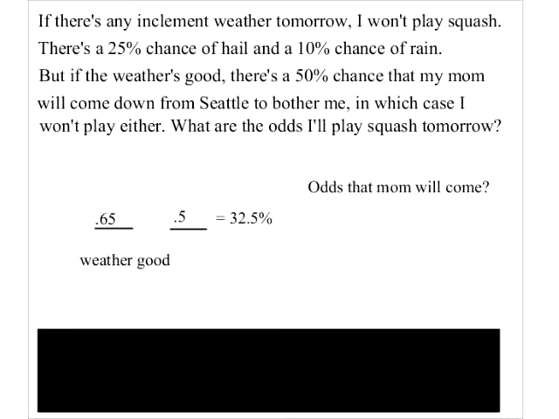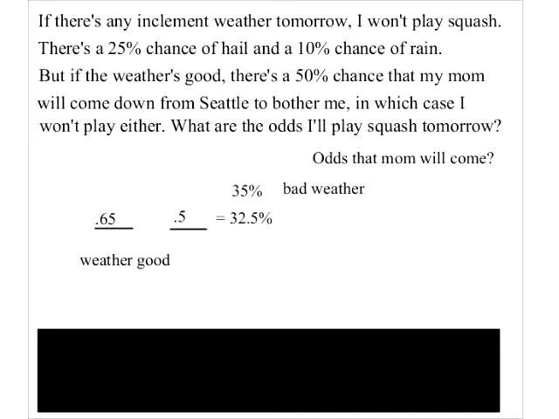So in other words, you could add it this way. 35% chance bad weather, 32.5% chance mom comes, and that adds up to 67.5% no squash, or 32.5% squash, which is the answer. I don't know if that's the same as 13/40. I believe it is. Yeah, 13/40 is the same. So if you got 13/40, that is the same thing, just translated into fractions, because a 40th is 2.5%.